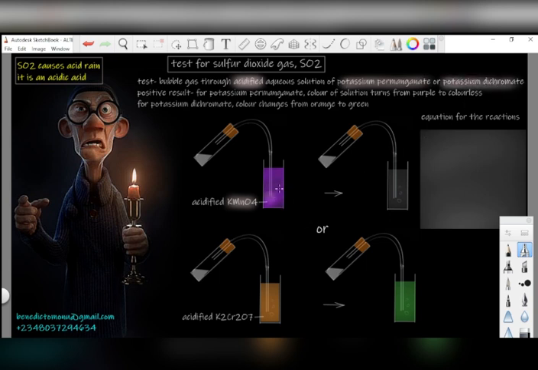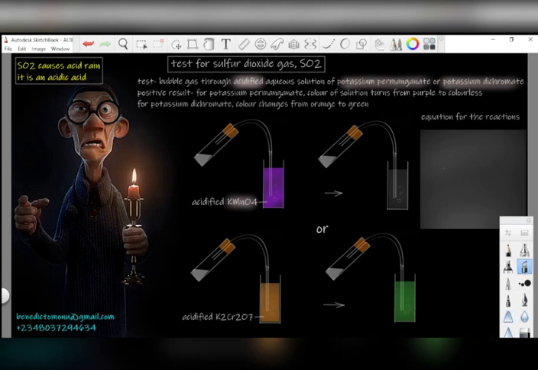Potassium permanganate is purple. Potassium dichromate in aqueous solution is orange in color. Now, the positive result, if the gas that is produced is sulfur dioxide, is that the color of the aqueous potassium permanganate will become colorless. And if you have used acidified aqueous potassium dichromate solution, the color will go from orange to green.